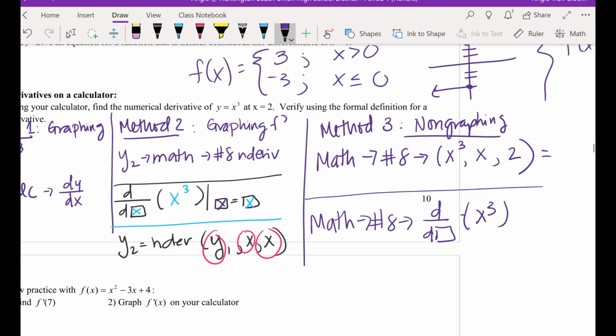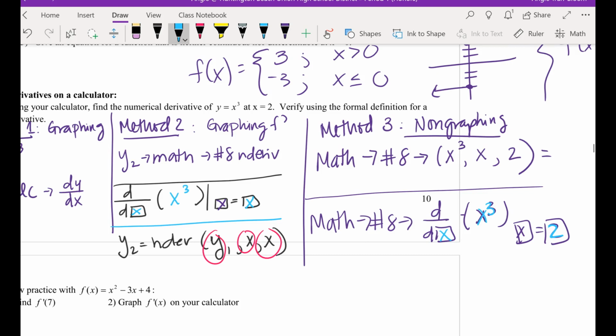Quantity, still put in x to the third. Then this is x equals 2. So all of that's in. So this is your x spot. This fills in here. Okay. This is what you fill in. So new calculator, old calculator, doesn't really matter.